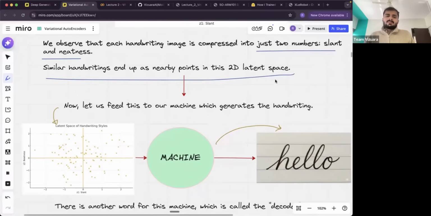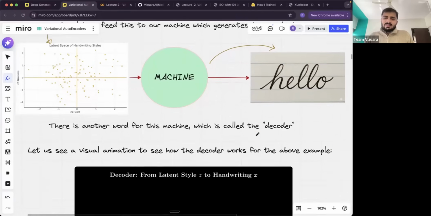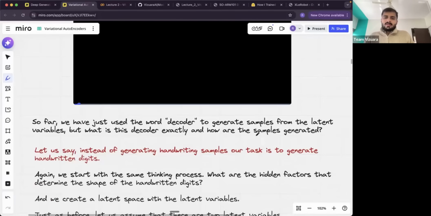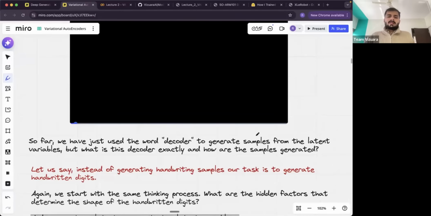Now the next step is we have got this latent space for handwriting styles. Now we want to feed this into the machine and we want to generate the output. So this is the next part of the story. The first part of the story was the encoding. The next part of the story is the decoding. We have to decode back. But first, let us understand what the decoder or the decoding should do.